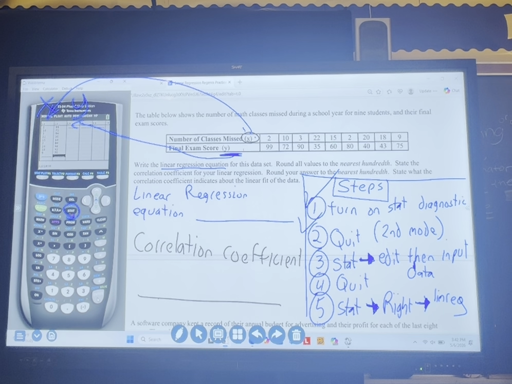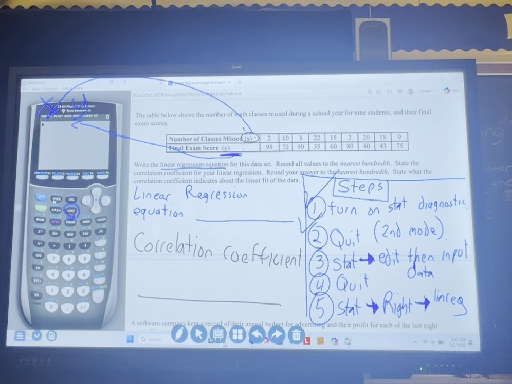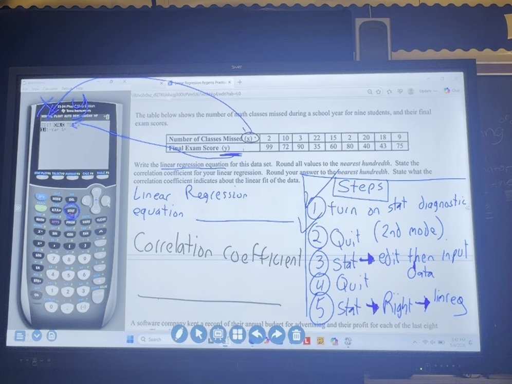I gotta get back to the main menu. So I hit second mode. Second mode is quit, back to the main menu. I now press stat again. Stat. I go to the right this time.